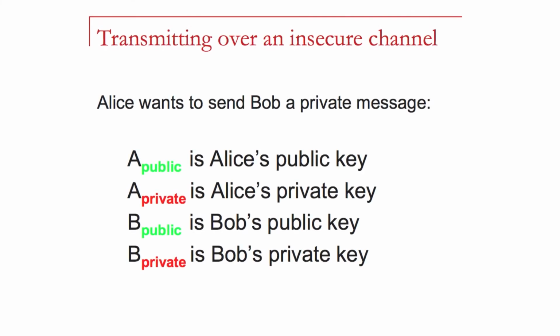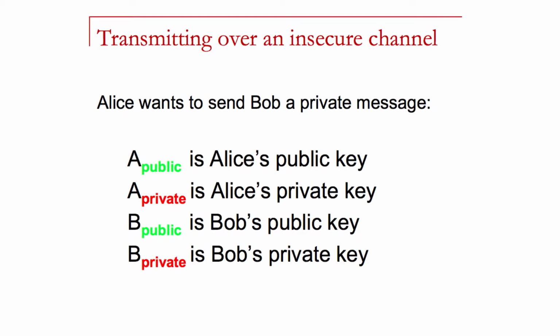And the way that I transmit information over an insecure channel using public key cryptography goes a little bit like the following slides. So we always use, for some reason, the characters Alice and Bob whenever we're discussing these kinds of examples. So the idea is Alice wants to send Bob a private message. So how will she do that?